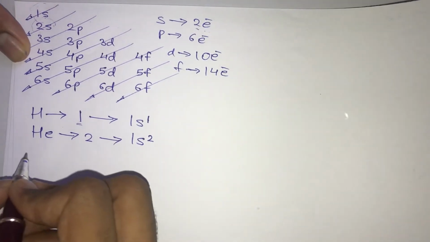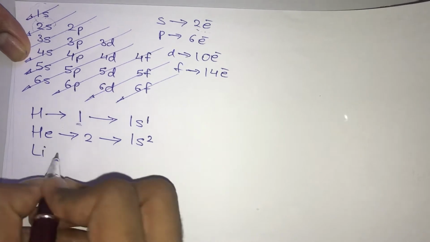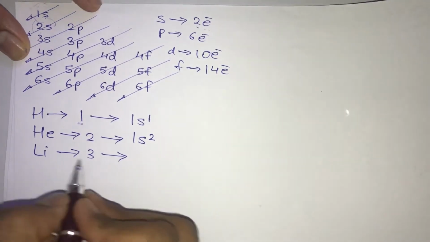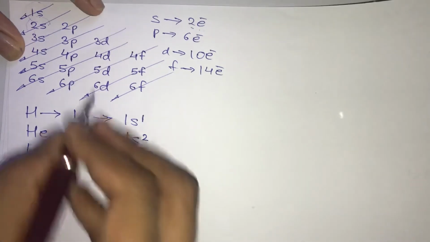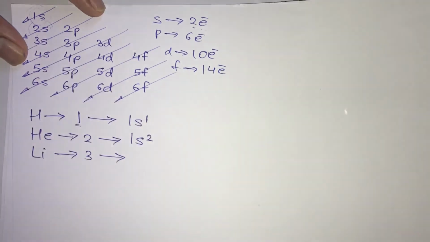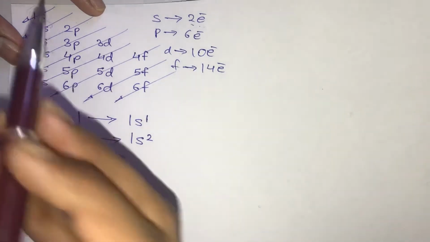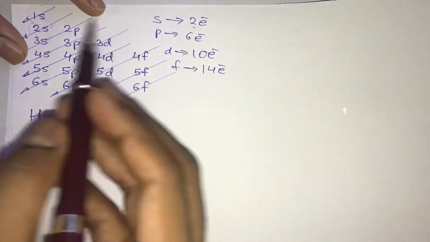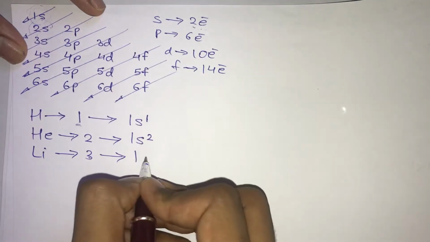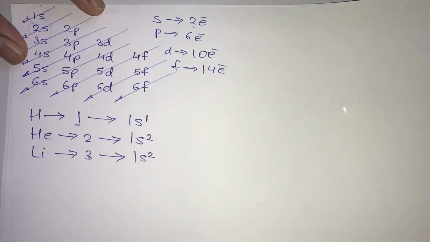Okay, now let us take the third element, that is nothing but lithium, whose atomic number is obviously 3. Now out of these 3 electrons, first 2 electrons will be taken by 1s. 1s cannot take all the 3 electrons, it can take only a maximum of 2 electrons, so it will take 2 electrons out of 3 electrons. So 1s is going to take 2 electrons. Now still there is 1 electron remaining.